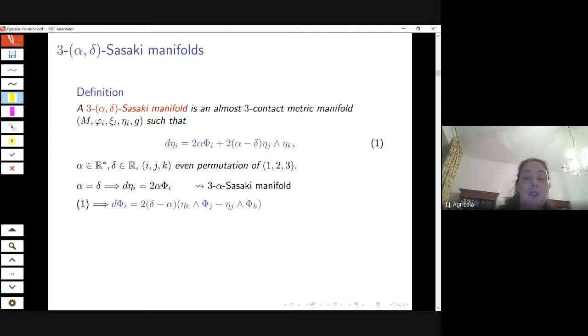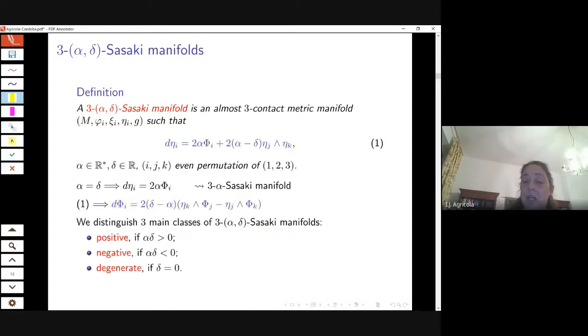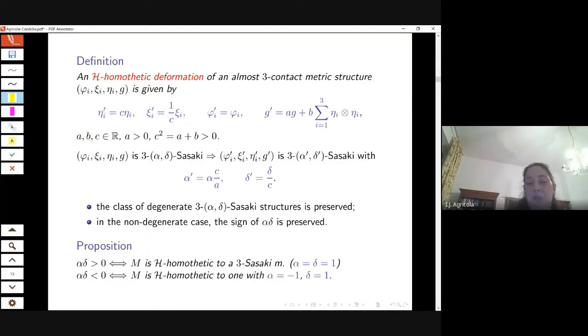If we have a look at condition 1, we see that only the free alpha Sasaki case is one where the phi i's are closed. In general, they're not, right? Because I have this delta minus alpha factor here. And in fact, we will see quickly that it is very reasonable to distinguish three classes of these manifolds. We call them positive if the product alpha times delta is positive, negative if this product is negative, and degenerate, guess what, when delta is equal to 0, which is the only way how the product can be 0. Okay, in many things we will see that this is the right distinction. But first, let's give a very easy justification for this distinction. It comes from homothetic deformations, right?